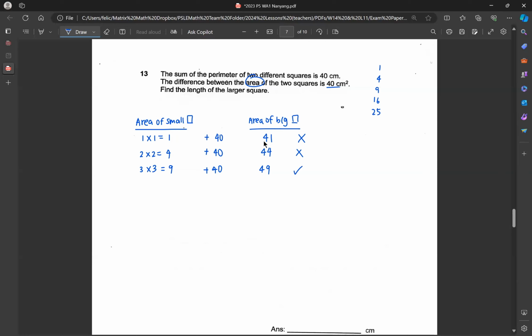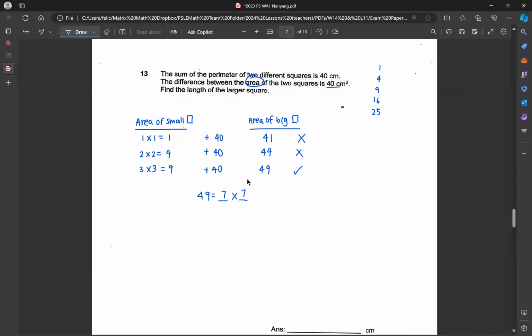So 49. Now the question is asking to find the length of the larger square. So right now we haven't confirmed yet. I haven't been sure whether it really is this result of 9 and 49, because later you still have to check using the sum of the perimeters. So later we still have to deal with that. So let's find the length of the bigger square, assuming that 49 is really the correct area for the big square. That means I have to show 49 equals something times something, right? What are the two blanks? The two blanks will be 7. That means the bigger square has a side of 7 cm.